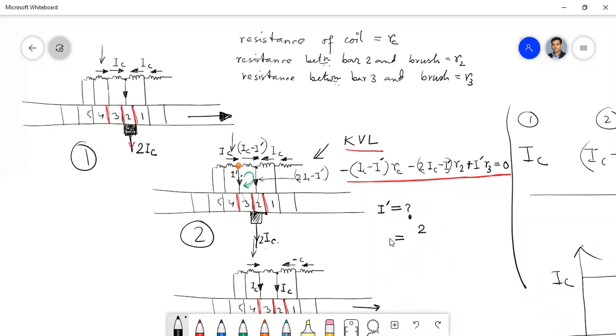Sir, 2ICR2 plus ICRC, whole divided by RC plus R2 plus R3. Okay. Now this also you can write like this. You can take IC common, and this is 2R2 plus RC, divided by RC plus R2 plus R3.